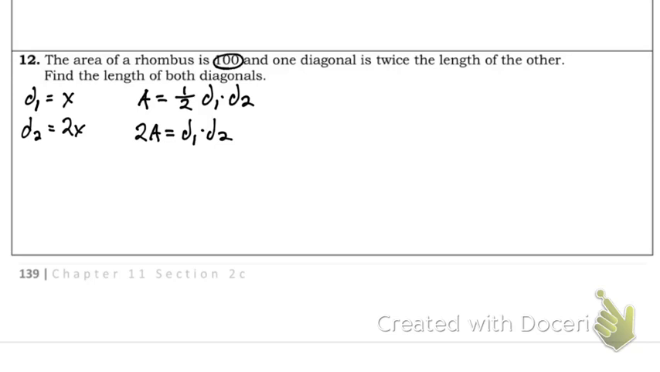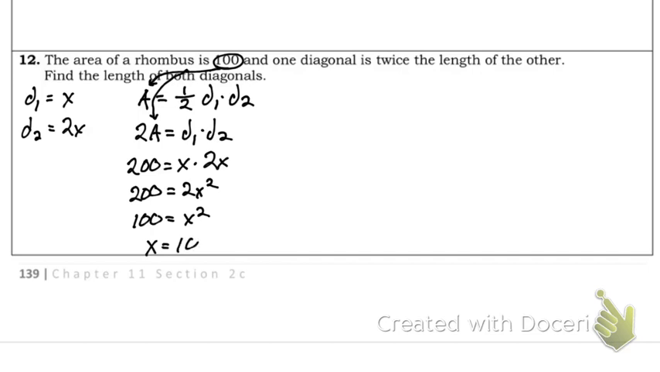So our area is actually 100, and we plug 100 into that. So I would have 200 equals diagonal 1 times diagonal 2. I said let x equal diagonal 1 and 2x equal diagonal 2, which would be 200 equals 2x squared. Divide both sides by 2, and you have 100 equals x squared. In other words, x equals 10. Does that look better? Yeah, I forgot the 1/2.